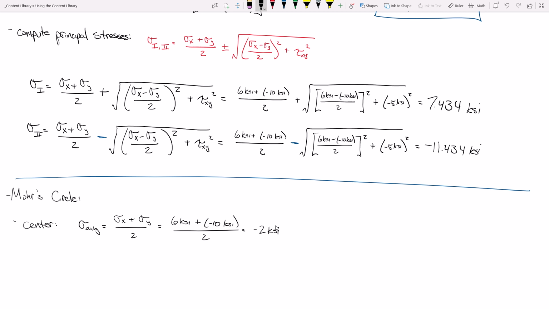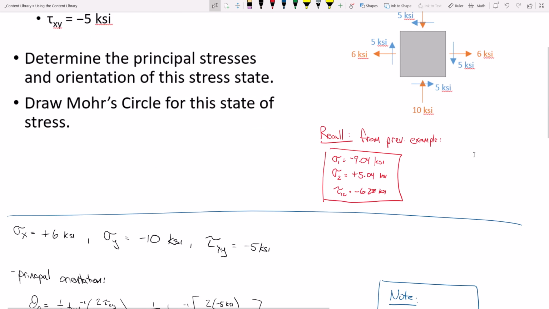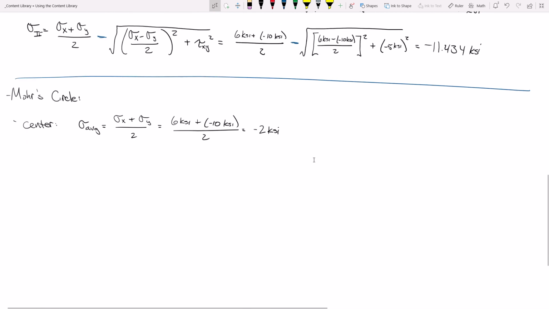What about the average of these two? What do you get? This and this, -4, divided by 2, -2. What about what we got in our last example? -2. It doesn't matter what normal stresses you use. As long as they correspond to a given rotation, the center of Mohr's circle will always be in the same spot. So, just saying.